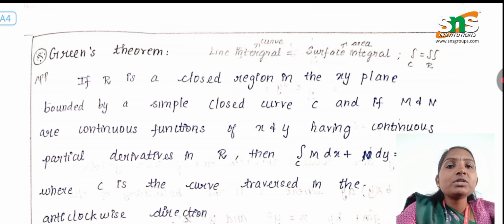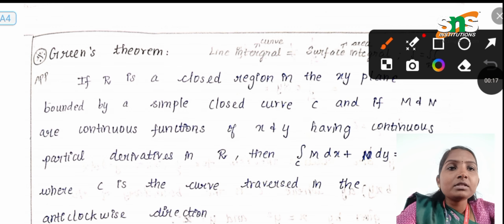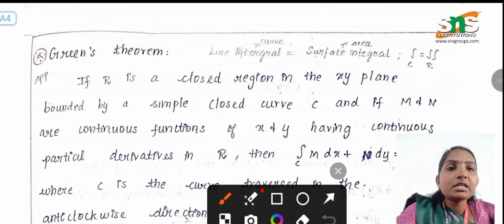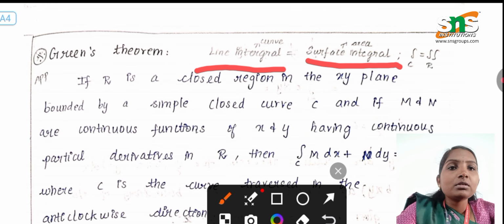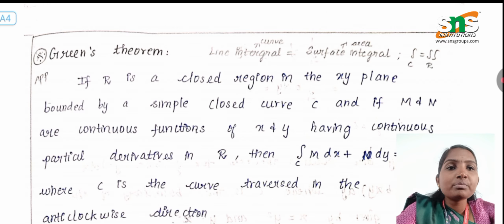This is a lecture video series on the course Differential Equations and Transforms, and we are on to the topic Green's Theorem. First of all, what is Green's Theorem? Green's Theorem is an interrelationship between the line integral and the surface integral. Line integral means a single integral and the surface integral means double integral. So it is the interrelationship between the line integral and the surface integral.